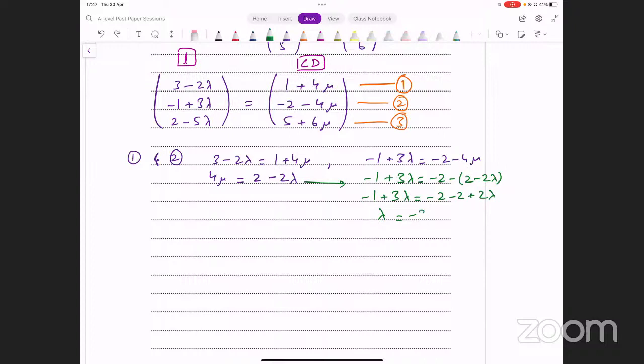Okay. Now put this back in the other equation and see what the corresponding value for mu turns out to be. 4 mu equals 2 minus 2 into -3. That gives us 4 mu equals 2 plus 6. And mu turns out to be 8 over 4, which is 2. So lambda turns out to be -3 and mu turns out to be 2.